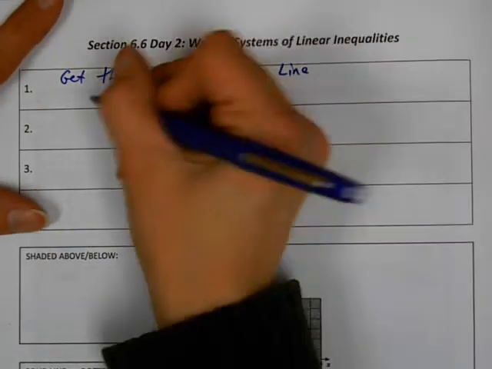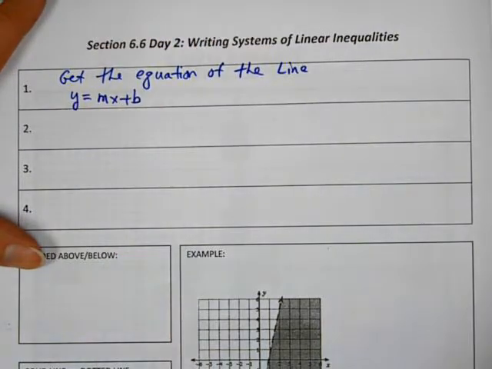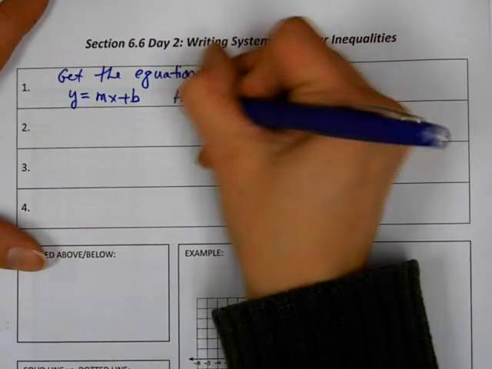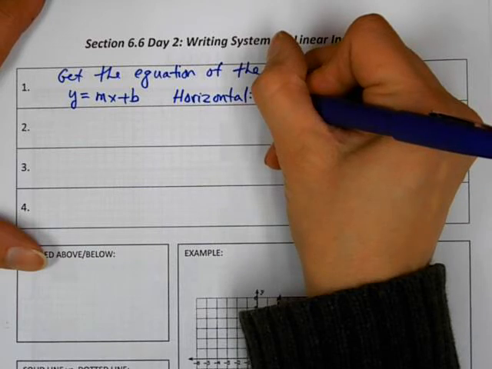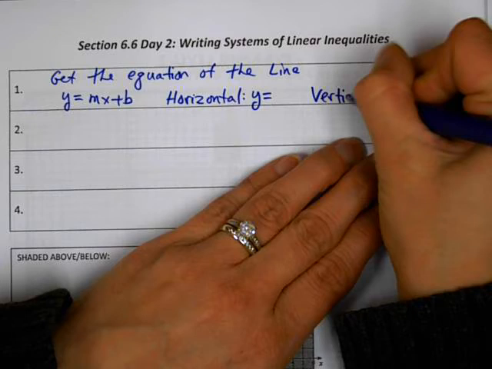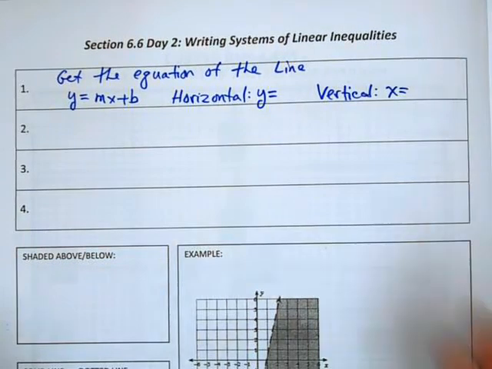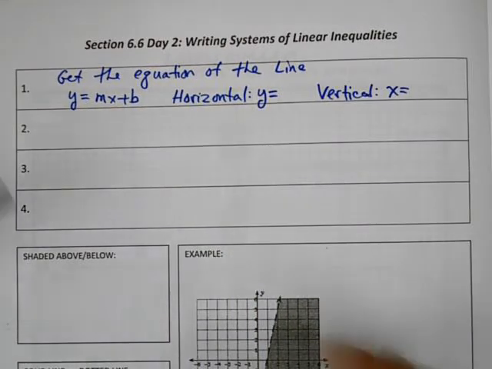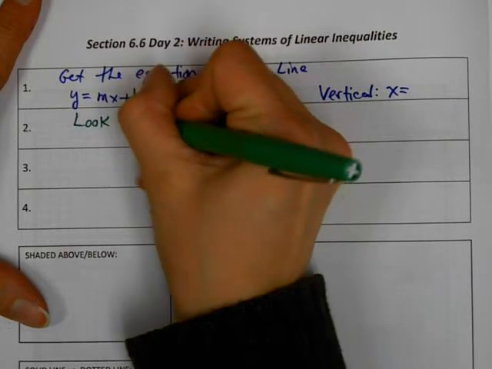There's a couple things you can do. Maybe it's y equals mx plus b. Maybe it is a horizontal line, and if it's a horizontal line, then it's going to be y equals just one letter. And it might be a vertical line, and that's just going to be x equals. So you're going to look at the edge of the border of the shaded region and get the equation of the line, and we'll even use an equal sign at this point.